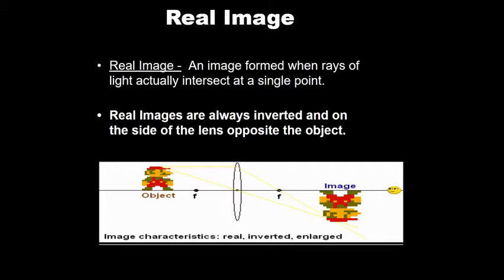Due to the distance of our object from the lens, we can also see that the image is enlarged. It's bigger than the object. So we need to be able to describe the image formed from a convex and concave lens. And in this case, we have a real image that is inverted and larger than the object. So it's enlarged. Real images will always be inverted and they will always be on the opposite side of the lens from the object.